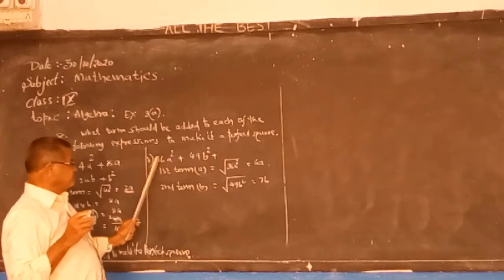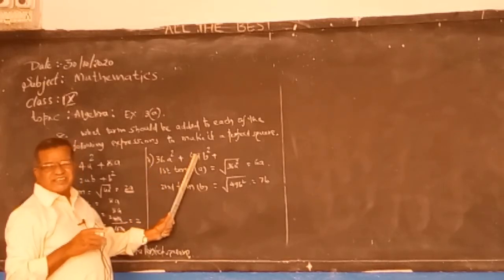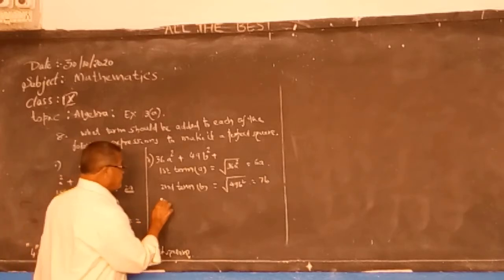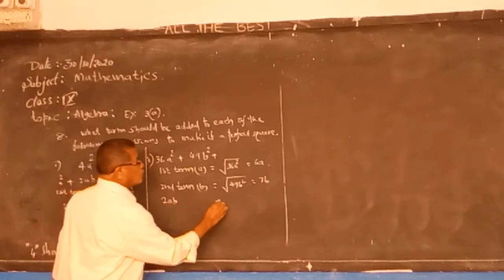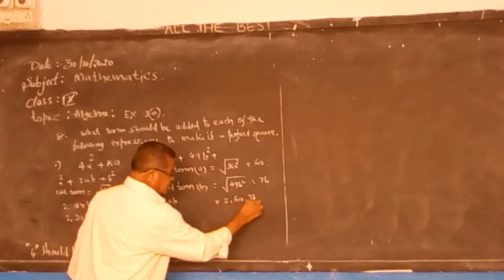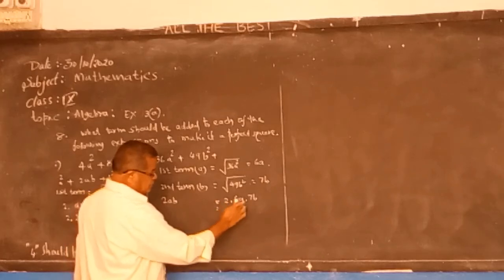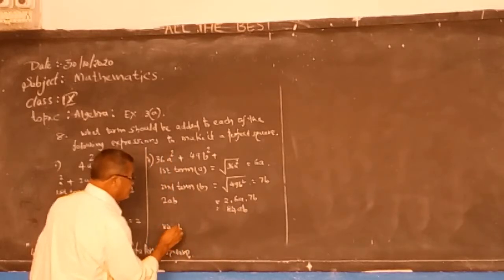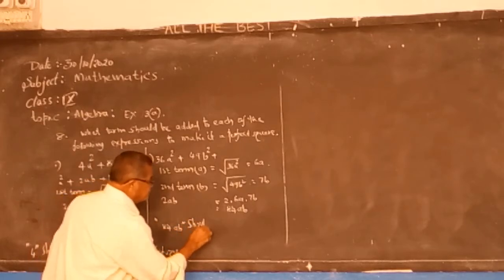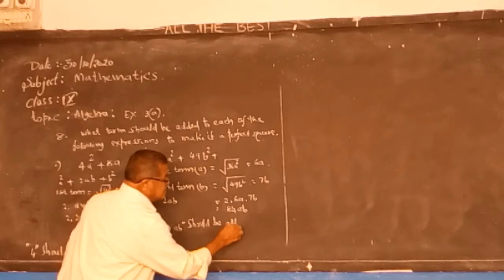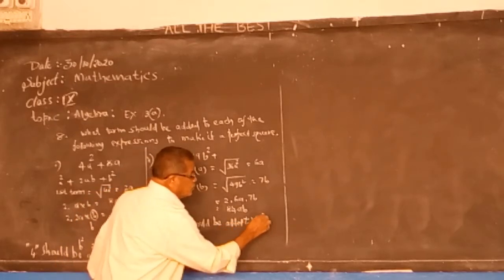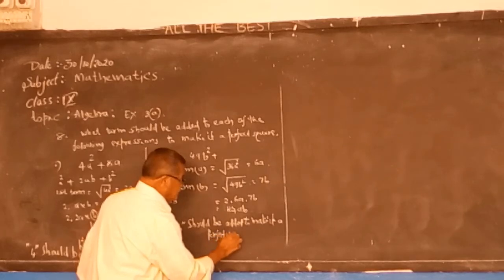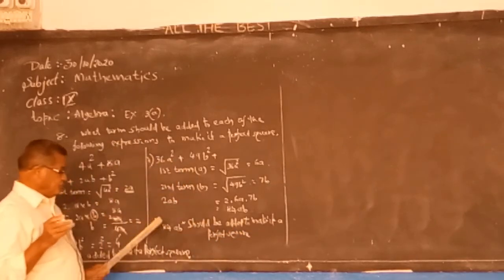So what should be added? The a squared form is there, the b squared form is there, and the third form, 2ab, is not given, so we have to write the 2ab form. 2ab is equal to 2 into the first term 6a into 7b. 2 sixes are 12, 12 sevens are 84. 84ab should be added to make it a perfect square.